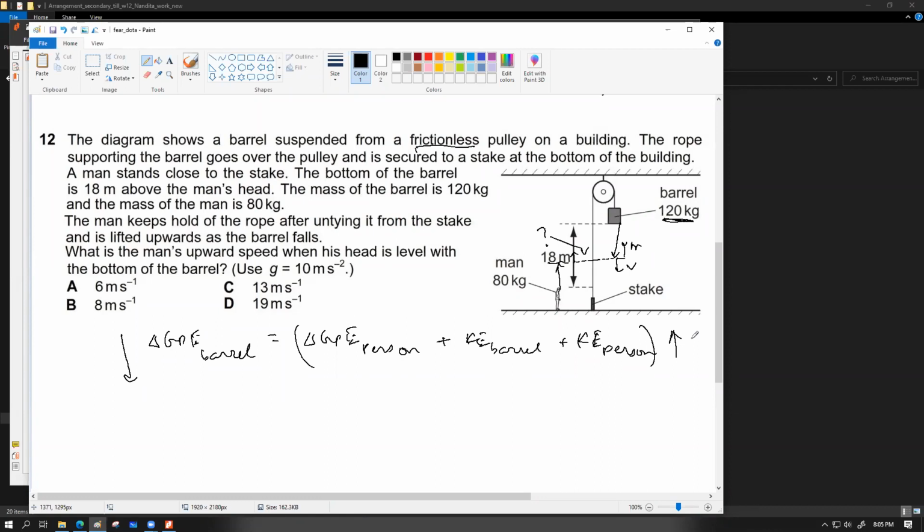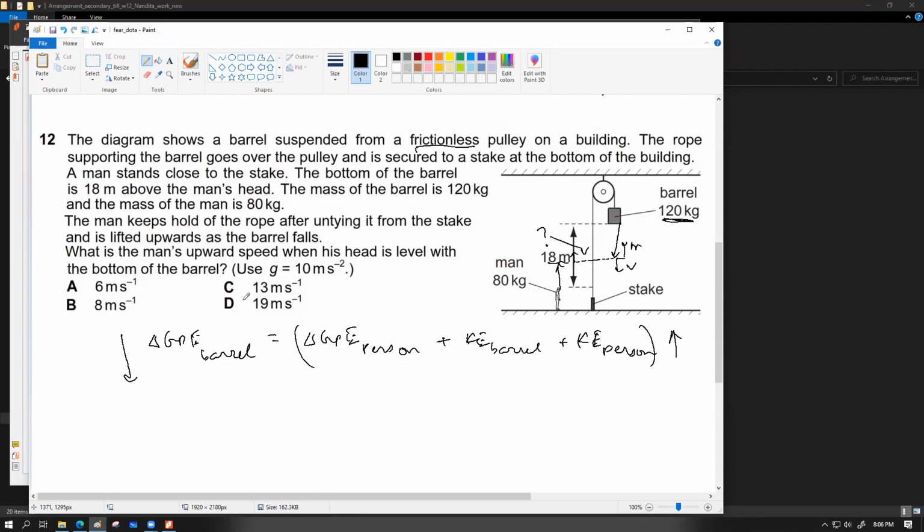বুঝা যাচ্ছে কি? So since they are tied together, we can consider them as one object moving with the same speed. Exactly. At any instance of time, their speed will be exactly same, but their velocity will be opposite. The barrel falling down, person going up.